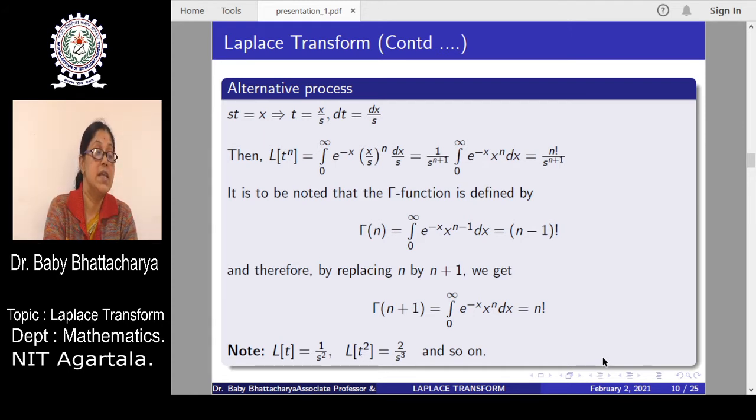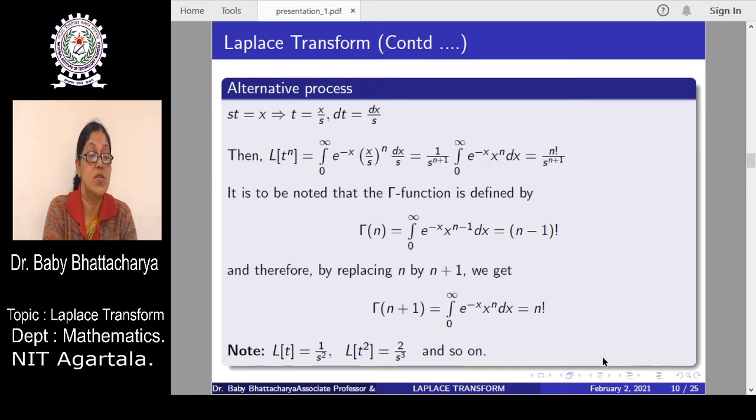When this integral is convergent, we have the gamma function, and gamma n is equal to (n minus 1) factorial whenever n is an integer. So gamma n equals (n minus 1) factorial, and if we replace n by n plus 1, accordingly we get gamma (n plus 1) is equal to the integral from 0 to infinity of e to the power minus x, x to the power n dx.